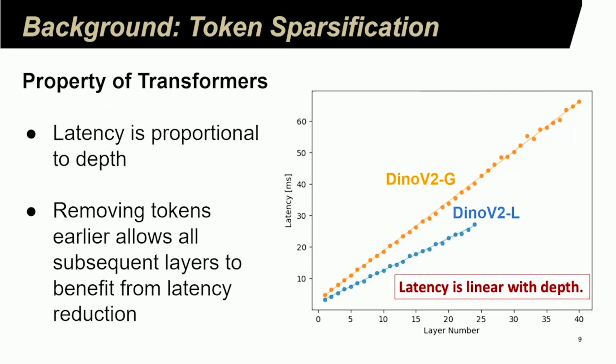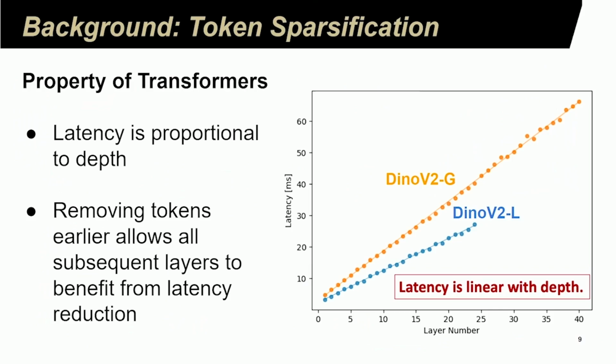A common observation is the following. As we increase the number of layers, for example in a DeiT model, the computation time will increase linearly. This is not surprising because the more layers we need, the more computation time we need.